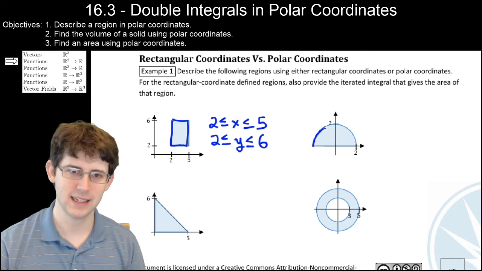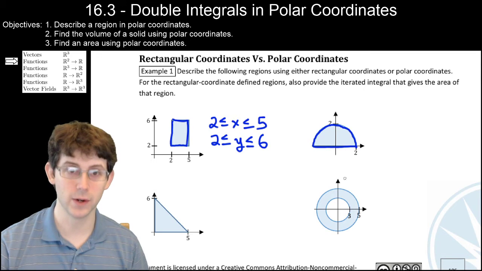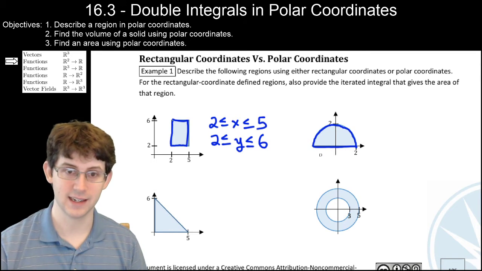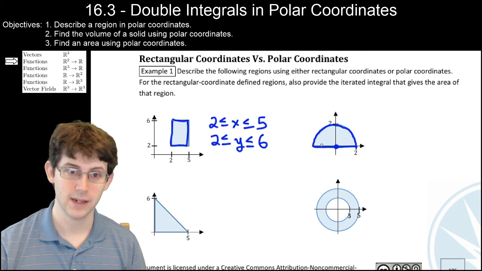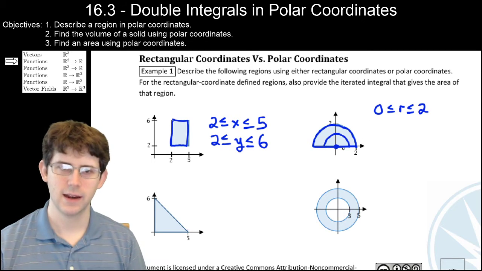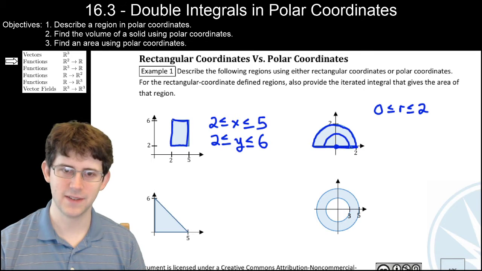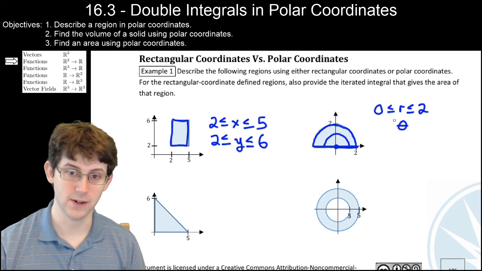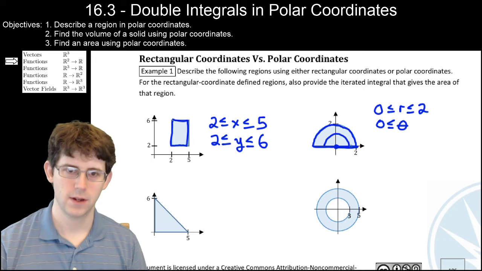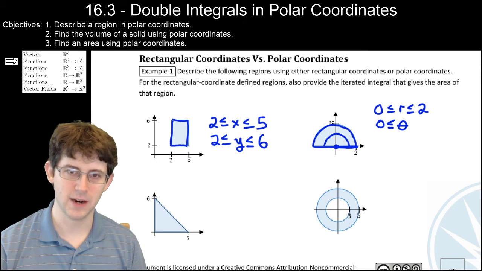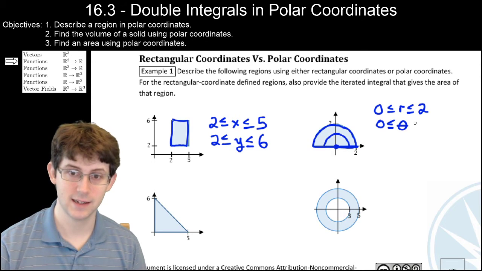Now, that's a literal rectangle, so rectangular coordinates are good for that. This region is half of a circle, so we should expect that polar coordinates are better. And in fact, it is. Here's r equals 0, and here's r equals 1, and here's r equals 2. So r is going from 0 to 2. And then over to the positive x-axis is theta equals 0. And then theta goes up to pi over 2 and all the way around to pi.